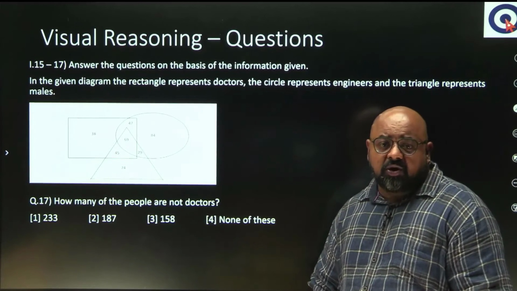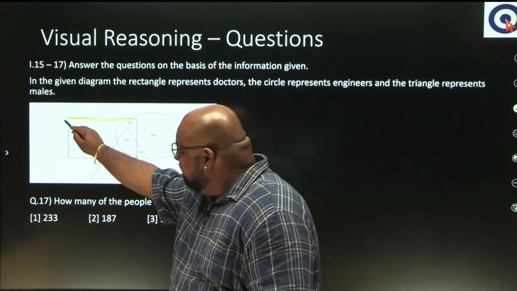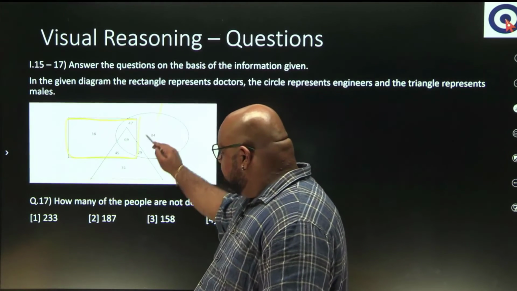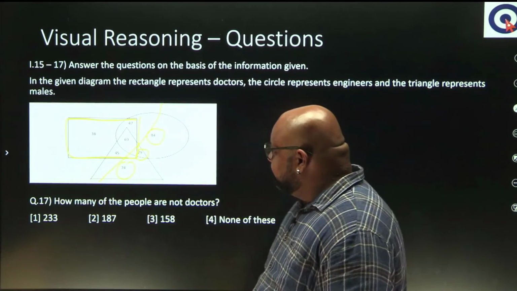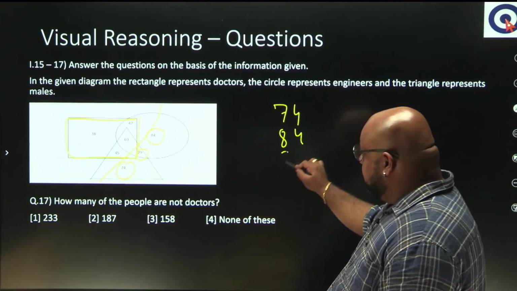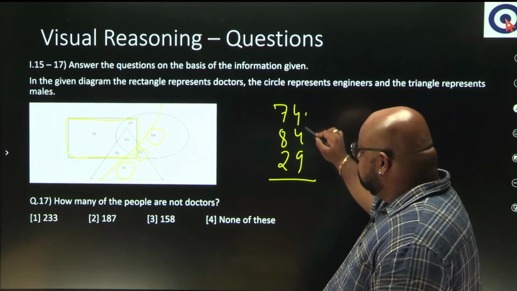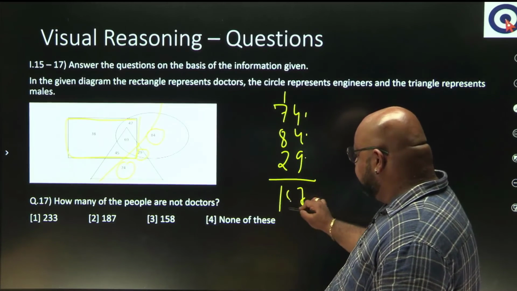How many people are not doctors? Doctors versus rectangle. So just remove the entire rectangle part. I am left with these three values. 74 plus 84 plus 29. 8, 9, 17, 7, 1, 8, 15, 16, 17, 18.